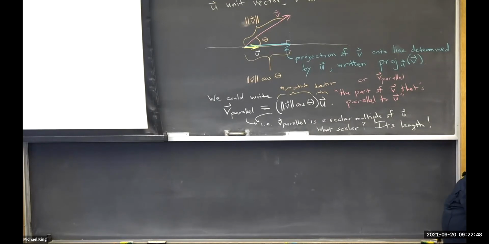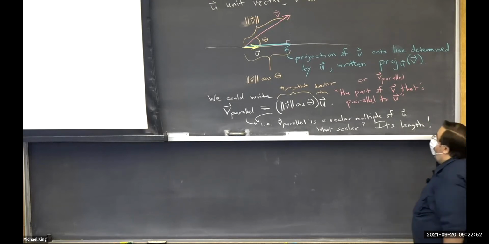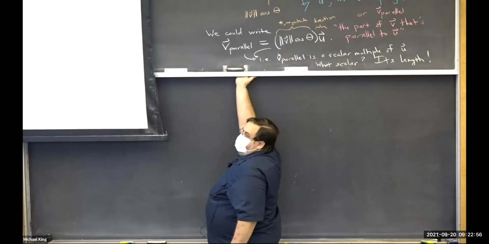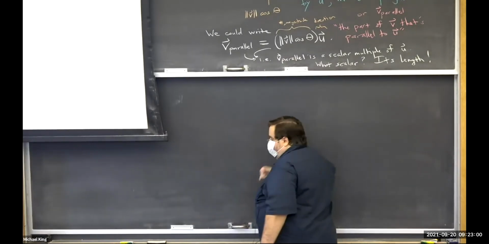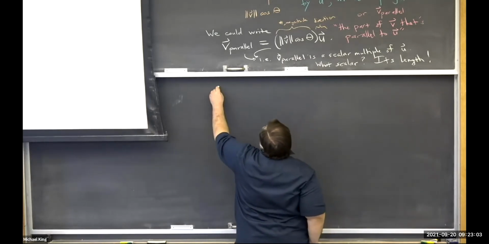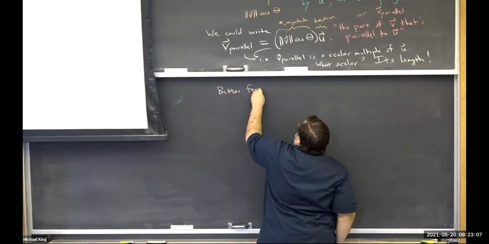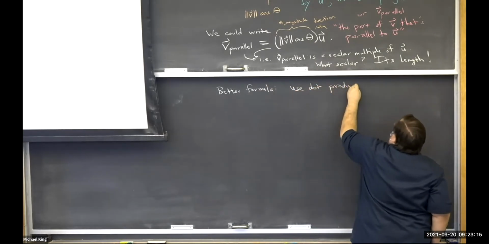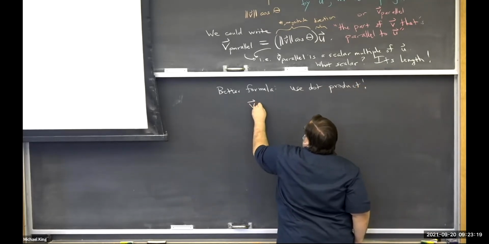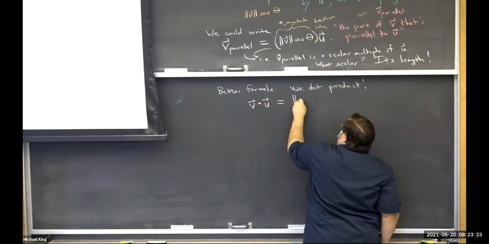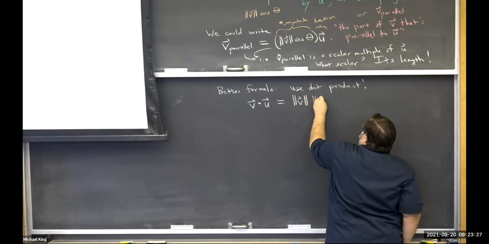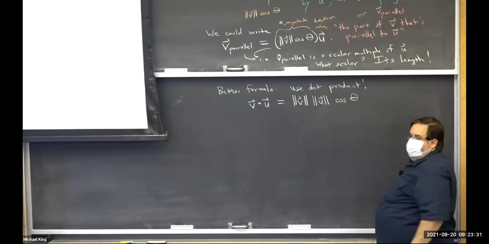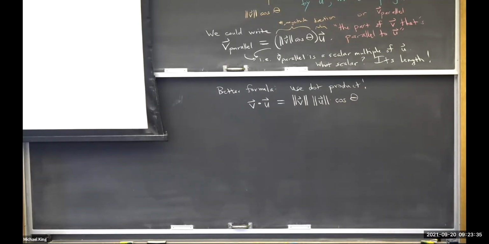Okay, but if you want to write that down, you need to be able to calculate the angle between. Except we've seen a formula for the angle, and in fact for the cosine of the angle. So a better formula: let's use the dot product. Let's look at V dot U. By one definition, that's the magnitude of V times the magnitude of U times the cosine of the angle in between. The right-hand side simplifies a little bit.